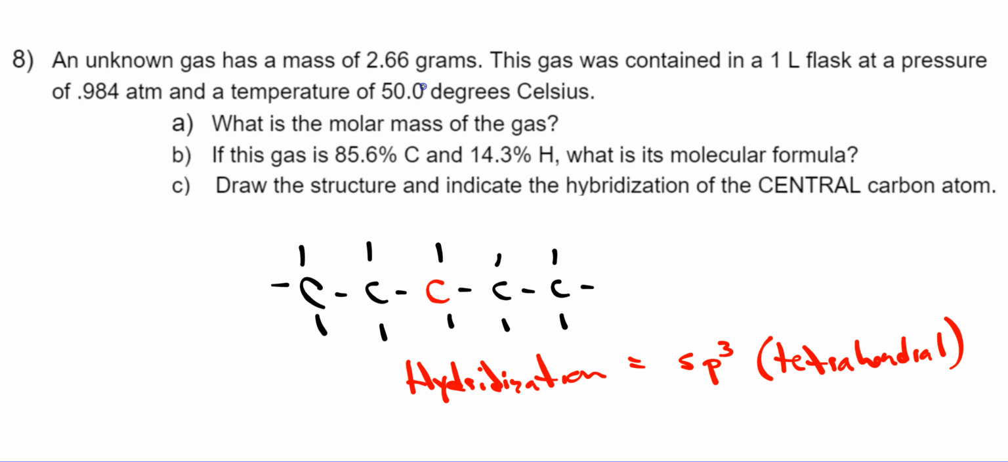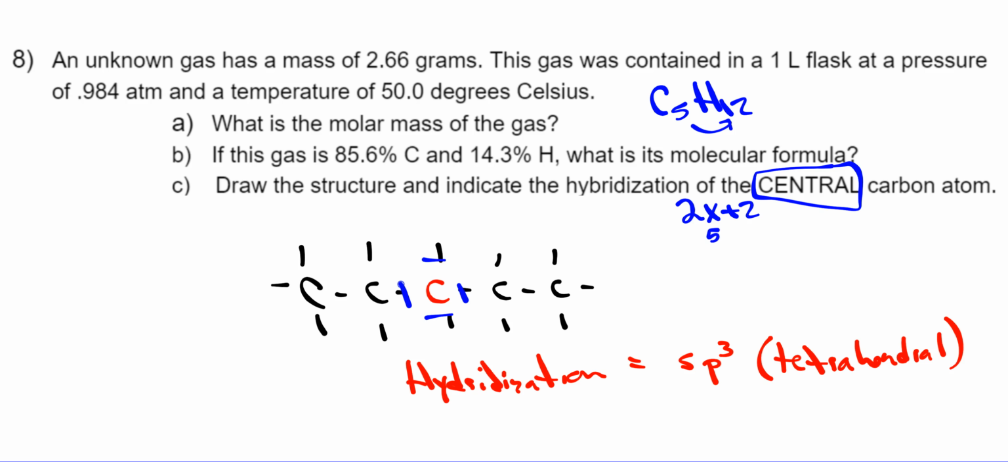So I can come through here, and I already drew it out. It's a very simple one, since it was C5H12. Since 12 is 2x plus 2, or 2 times 5 plus 2, that meant all of these were single bonds. It says to find it for just the central carbon atom, so that's the one I drew in red. Since it has 4 electron domains, 1, 2, 3, 4, that means it's tetrahedral. Its hybridization must be sp3.